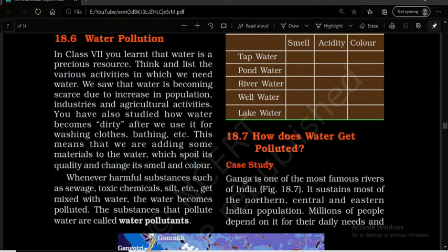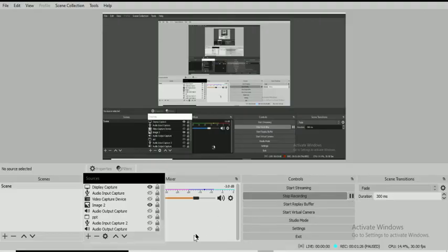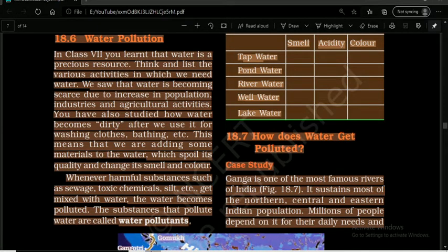in class 7, you have learned that water is a precious resource. Think and list the various activities in which we need water. We saw that water is becoming scarce due to the increase in population. You have to make a list, and list different resources of water. Can you tell me the different resources of water? So rivers, wells, tap water, pond water, lake water, oceans. These are the different sources of water.